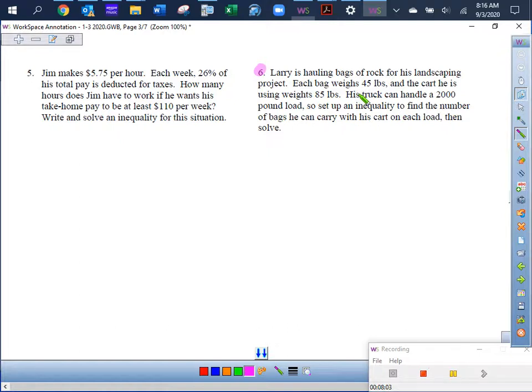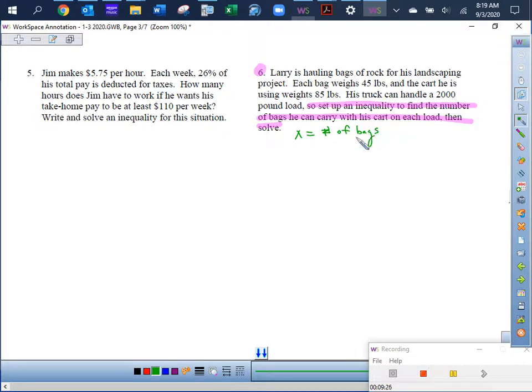His truck can handle a 2,000-pound load. So let's set up an inequality to find the number of bags he can carry with his cart on each load and then solve. So here's what we have to do. And yes, I'm serious about it. The very first thing we do is define our variable. Any story problem will define a variable. We usually like to use the letter x, but we will define it to be what they are asking us to find. I will let you and your neighbor read through here and see what they are asking us to find. We have decided that they want us to find the number of bags of rock, right? So that's why we're going to say x is the number of bags.